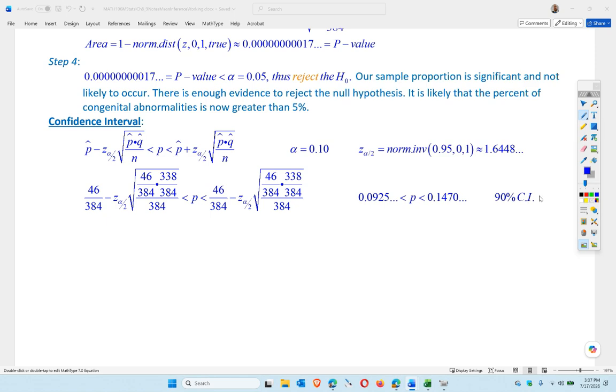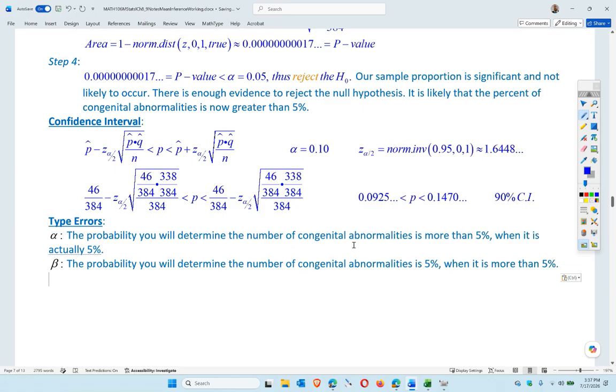Alpha and beta. So the probability to determine the number of congenital abnormalities is more than 5% when it's actually 5%, it's a false positive. And the false negative is we determine the abnormalities are 5% when it's actually more than that. So false negative did not detect. So what does this mean? Since we rejected the null hypothesis, there is a chance of a type 1 error.